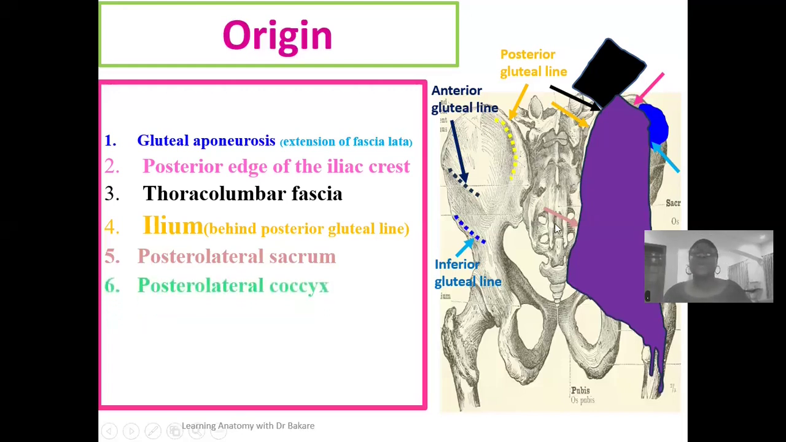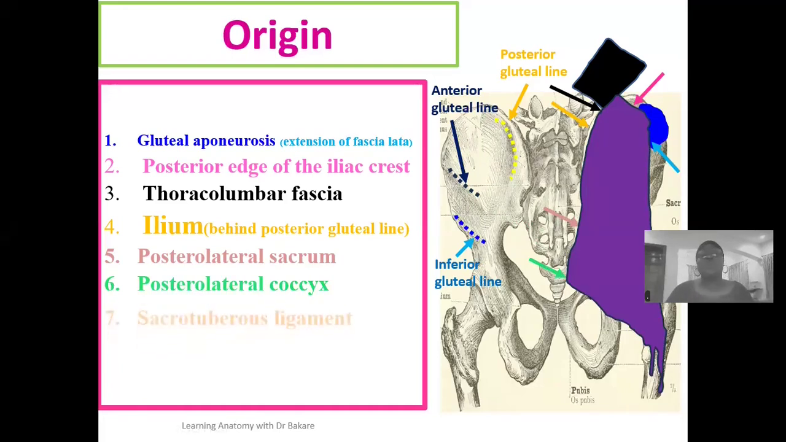The next region that we have is the posterior lateral surface of the coccyx. Remember, inferior to the sacrum, the structure that we have is the coccyx. This is where we have the coccyx, the posterior lateral surface at this region that is carried in green. We also have fibers of the gluteus maximus originating from this point.